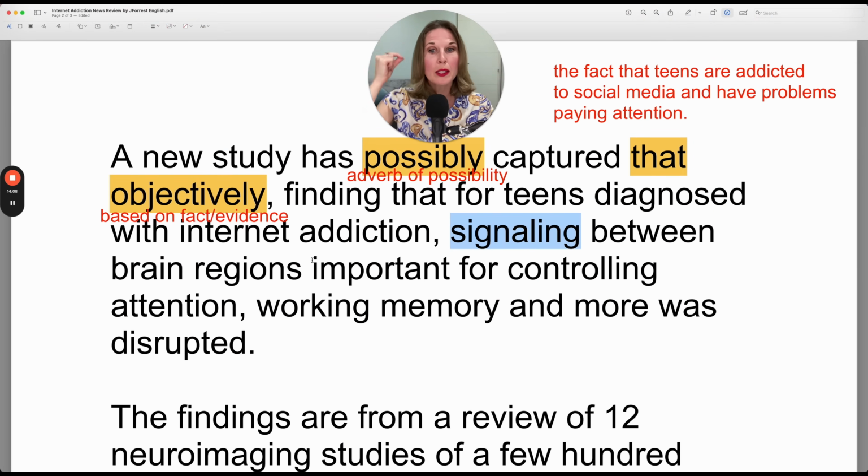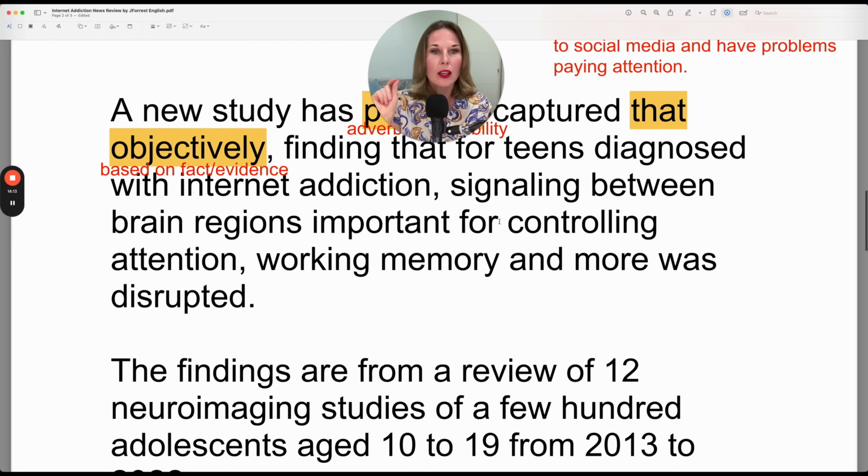So signaling between brain regions, and then which brain regions? The ones that are for controlling attention, memory, and more was disrupted. So the signaling was disrupted, which means that your brain cells, the different regions of your brains, had a hard time, had a difficult time, or had problems communicating with each other, connecting with each other.